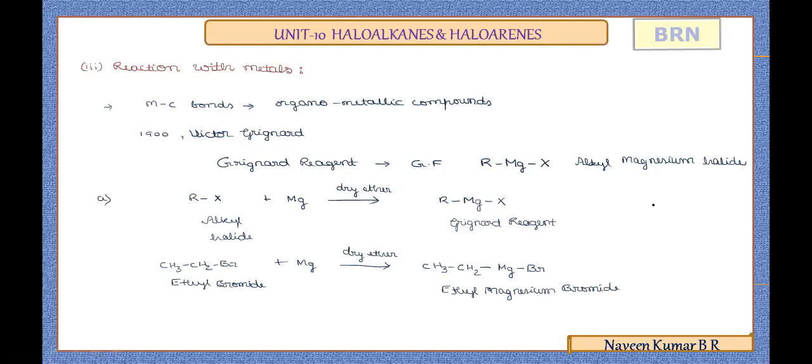Here the bond nature is very important to understand. Just focus here. If you take the alkyl carbon and magnesium, the carbon and magnesium bond is covalent in nature, whereas the bond between the magnesium and halogen, being a metal and a non-metal with more electronegative character, will be ionic in nature.